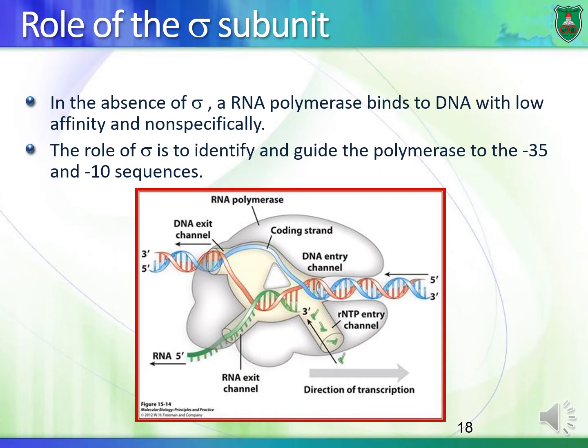Now, the sigma subunit. What does the sigma subunit do? Basically, the RNA polymerase finds the promoter with the help of the sigma subunit. So the sigma subunit, in other words, guides the RNA polymerase to the -10 and -35 sites. Okay? And once it finds it, it can be released, but not immediately.